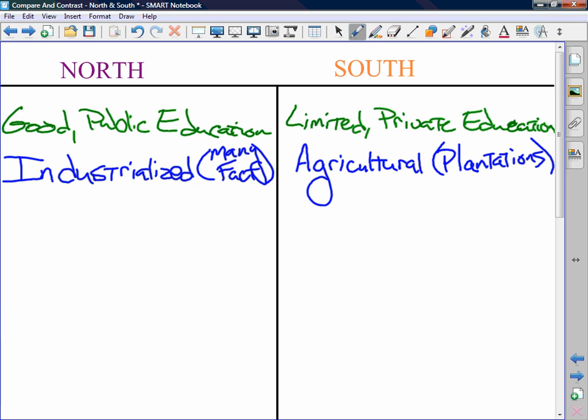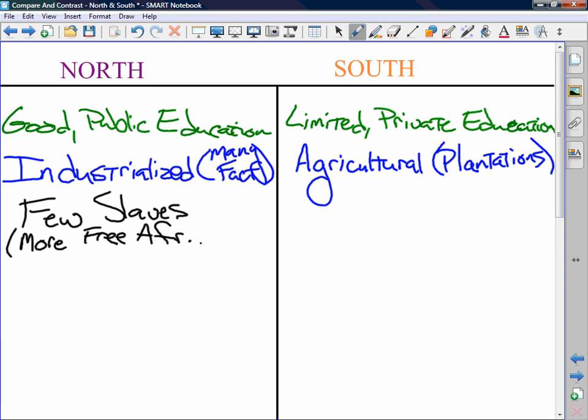Okay. In the north, they still had slavery. There was some slavery in the north, but there were very few slaves. We could even put here more free Africans. While in the south, there were a lot of slaves. There were many slaves.